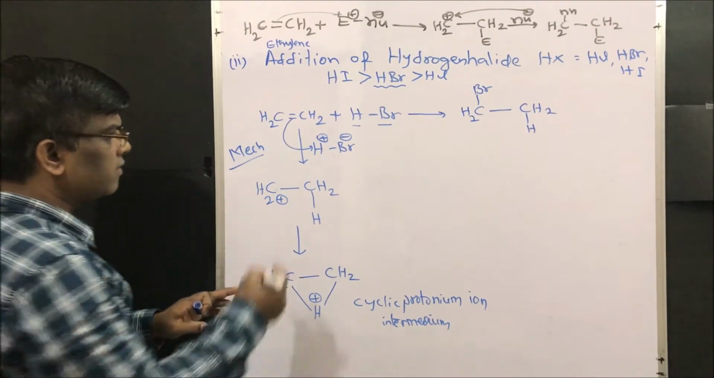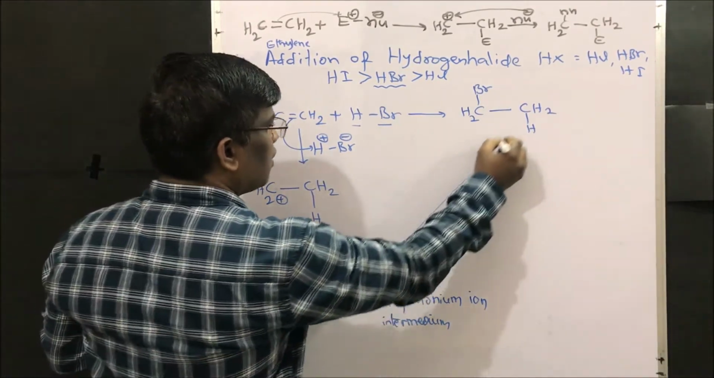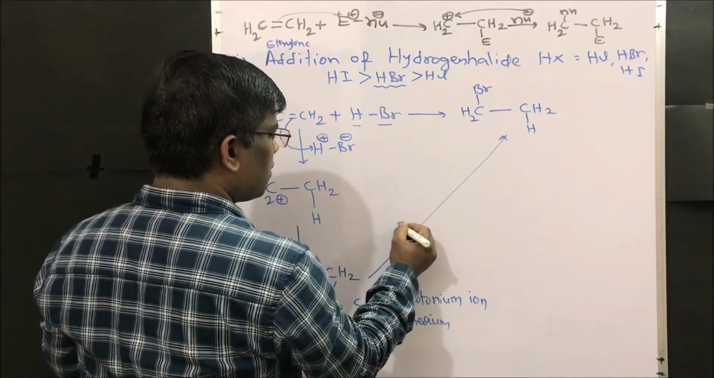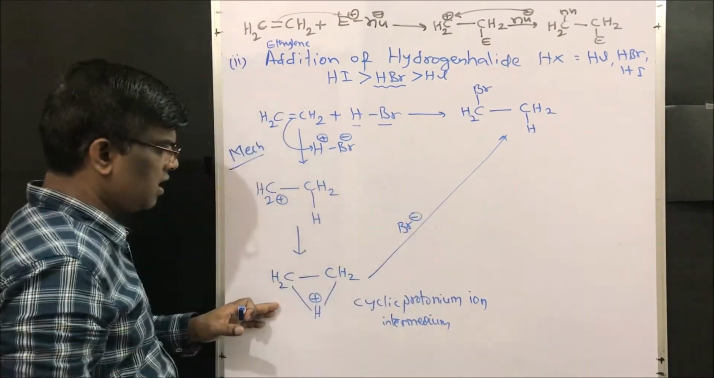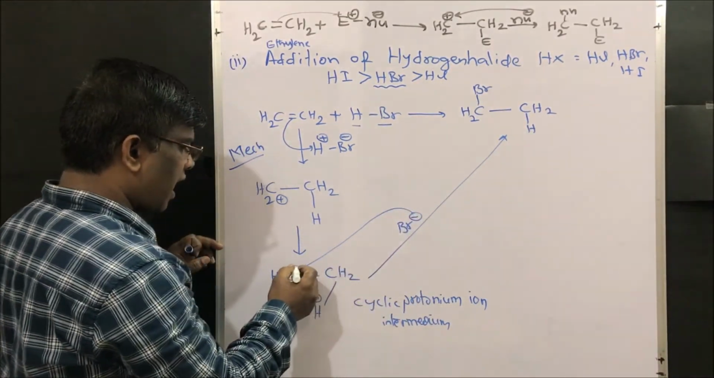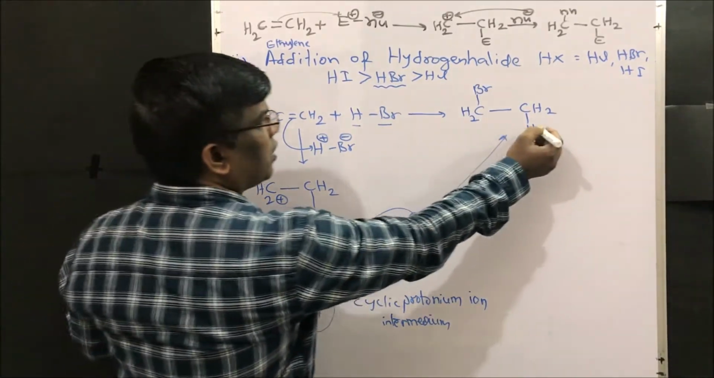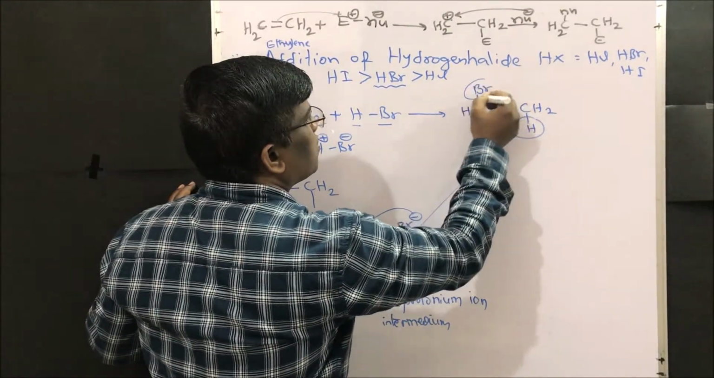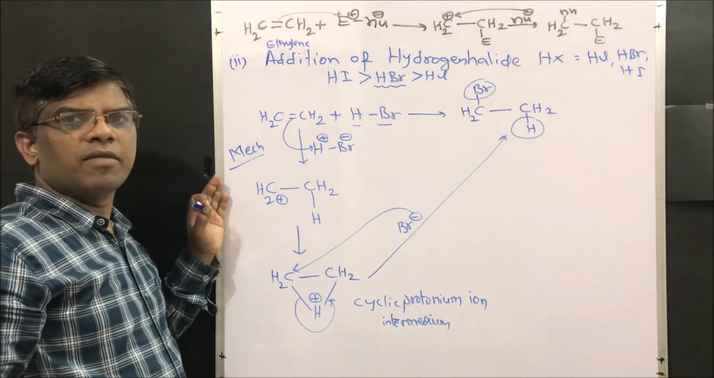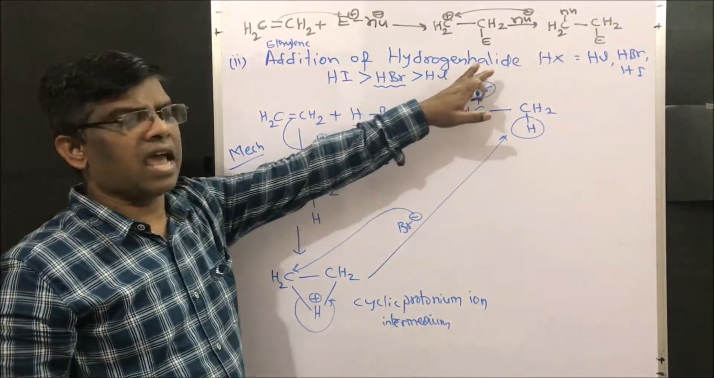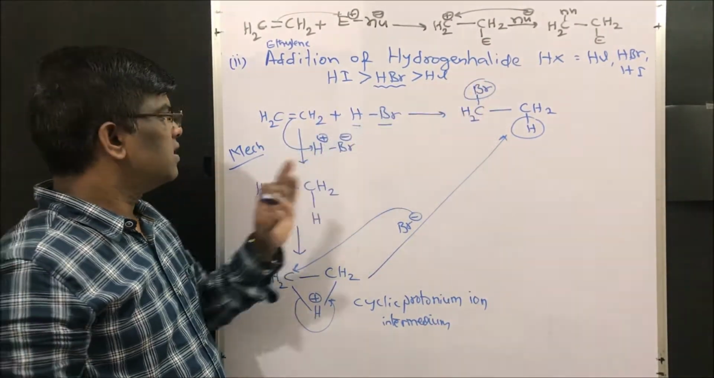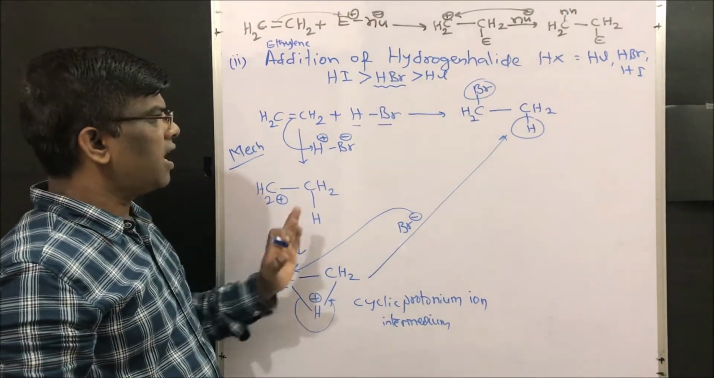Now what happens? What is left over? Here we have Br minus in the reaction mixture. This bromide comes and adds here, and this takes up here to give the trans addition product. This is the mechanism of addition of hydrogen halide. Yes friends? So this is hydrogen halide addition.